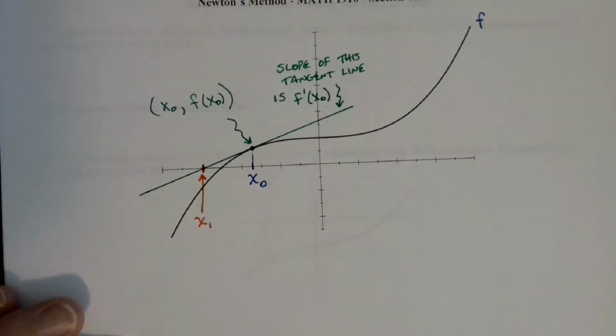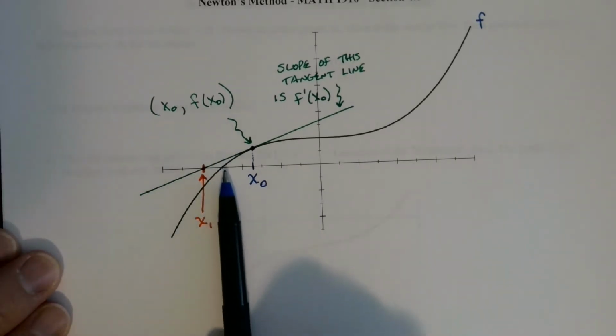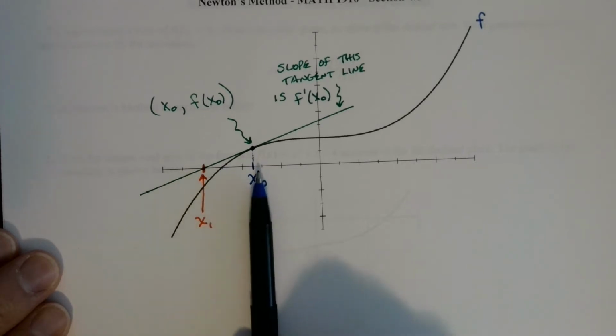I want you to notice something. Okay, remember we're trying to get the true value of the root, which is right at the top of my pen, right there where it crosses the x-axis, right? My initial guess x sub 0 was obviously not it.